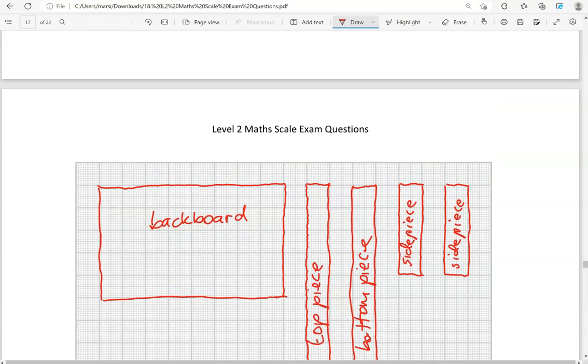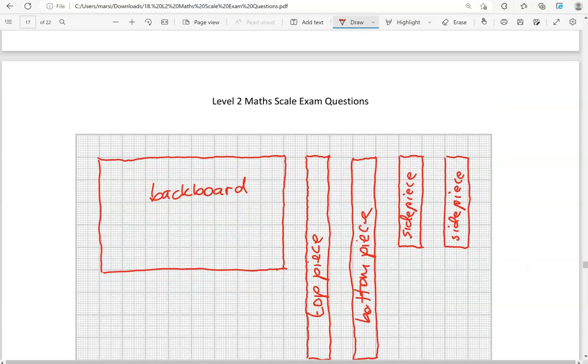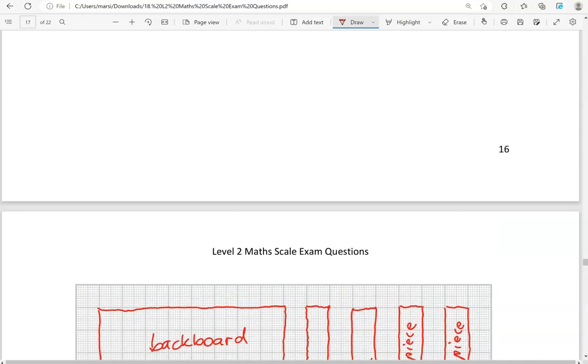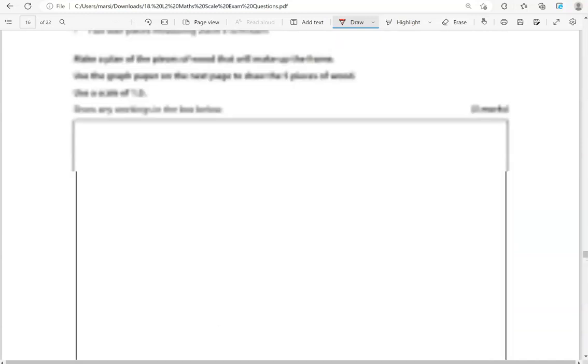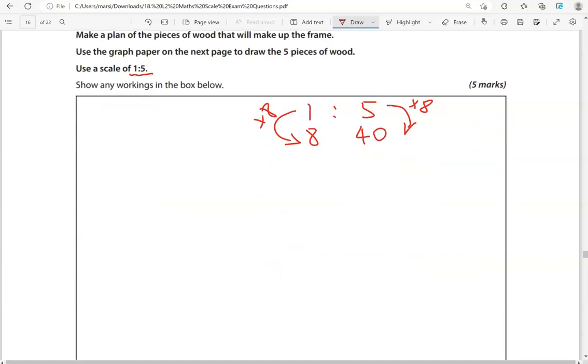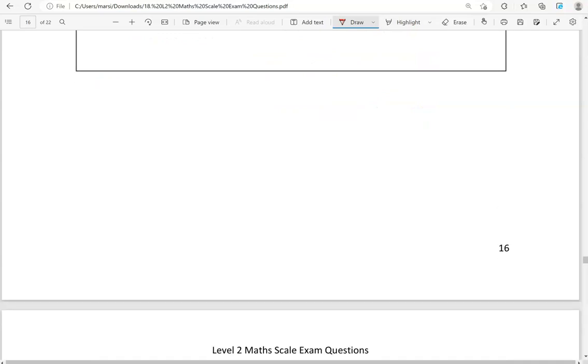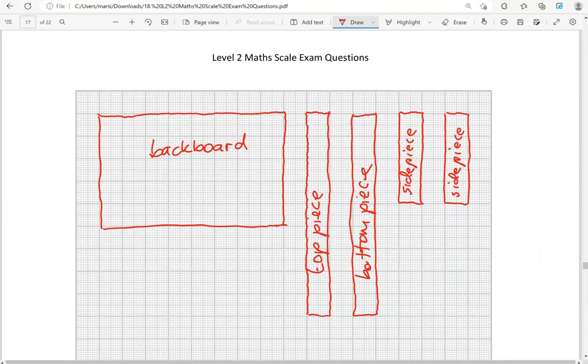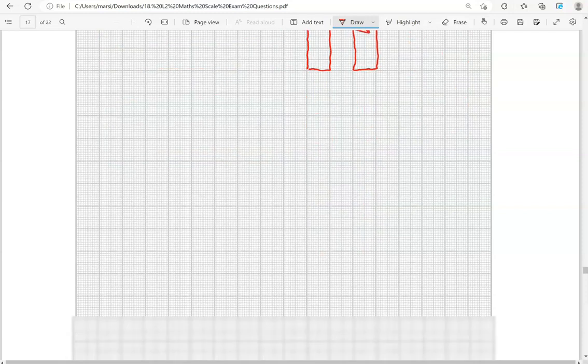So we've got the backboard, top piece, bottom piece and two side pieces. Let's have a look. So we've done all of these. We've met the criteria.